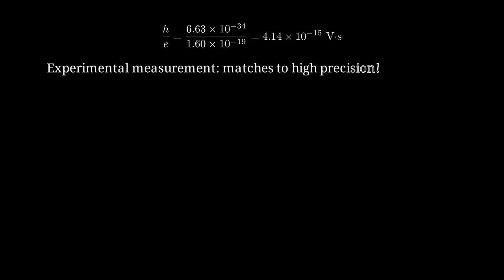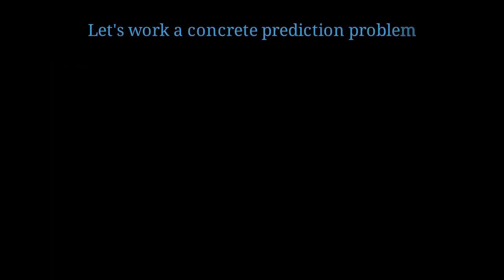Experiments measure the slope with exquisite precision, and it matches 4.14 times 10 to the minus 15 volt seconds exactly. This confirms the quantum hypothesis. Let's make a quantitative prediction. Suppose we illuminate cesium metal with light of wavelength 400 nanometers. The work function of cesium is 1.95 electron volts. What stopping potential do we predict?